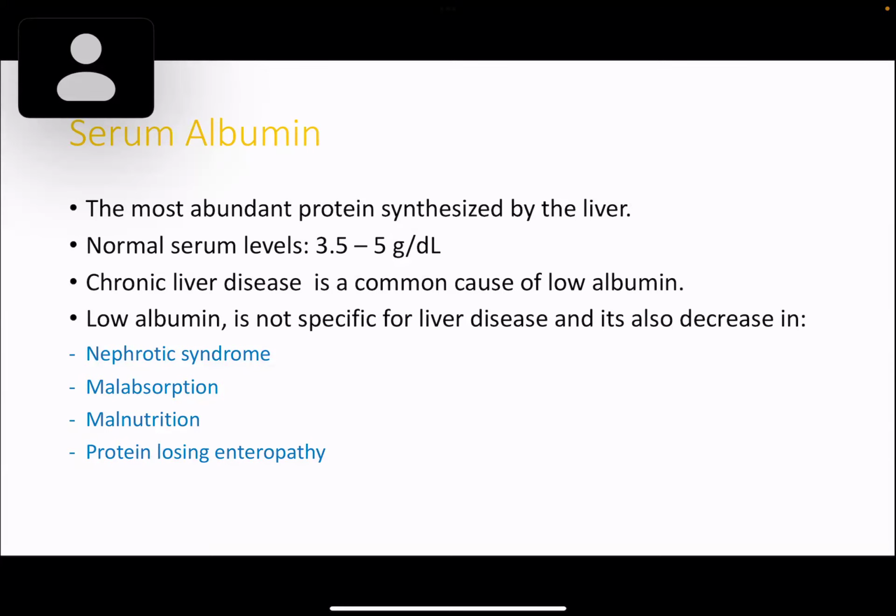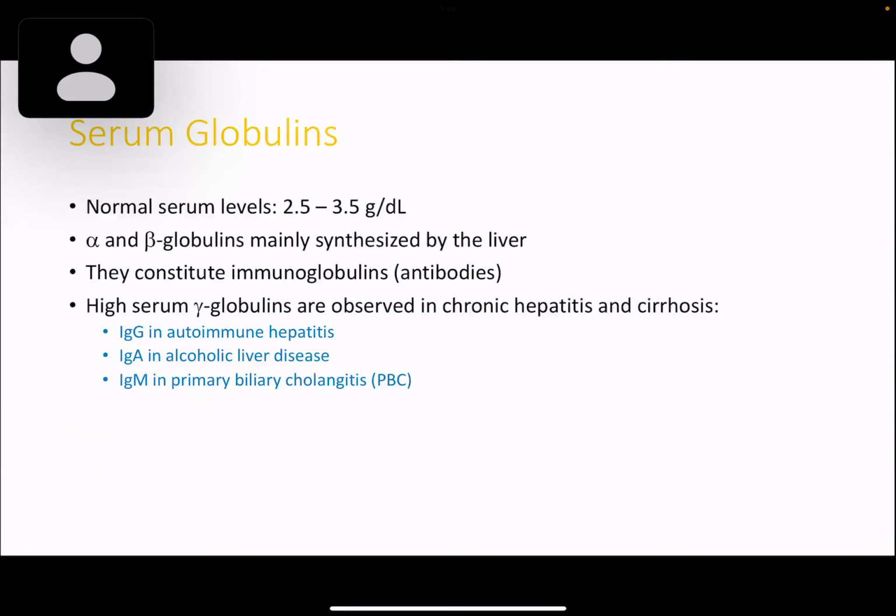So if the patient has low albumin and high INR, this suggests liver disease. But if the patient has only low albumin with normal prothrombin time, this can suggest a non-hepatic cause of low albumin.